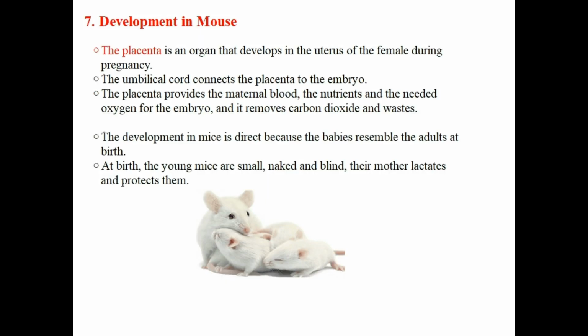Here I'm going to introduce the placenta. The placenta is an organ that develops in the uterus of the female during pregnancy. The umbilical cord connects the placenta to the embryo. The placenta provides the maternal blood, the nutrients, and the needed oxygen for the embryo, and it removes carbon dioxide and waste. The development in mice is direct because the babies resemble the adults at birth.